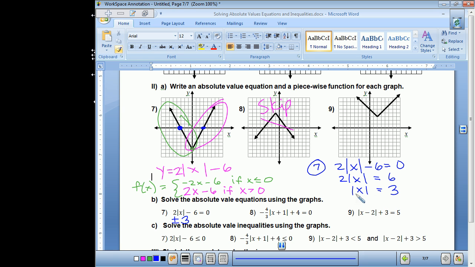Okay, now, positive or negative 3. The absolute value of either of them is 3. Because everything in here can equal positive 3 or everything in here can equal negative 3. So x equals positive or negative 3.